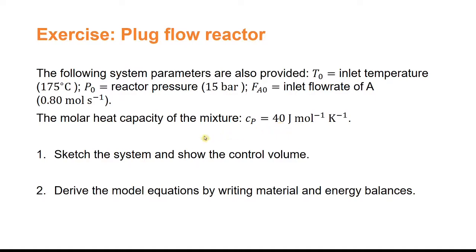So what we need to do is to sketch the system and show the control volume, and then derive the model equations by writing the material and energy balances for the system. What we would like to find out is how the conversion and the temperature change along the length of the reactor. So that is X and T as functions of the position in the reactor Z.